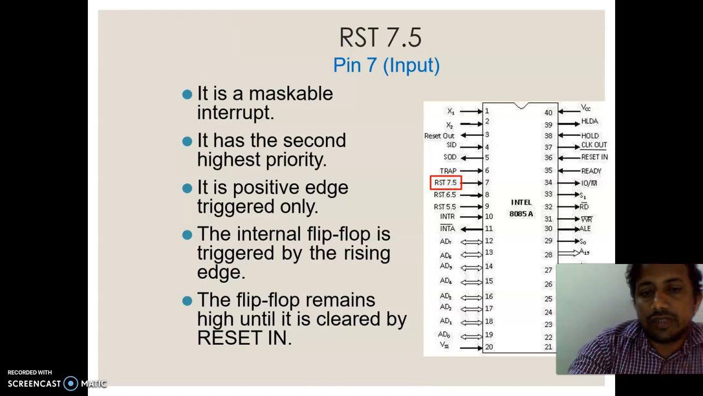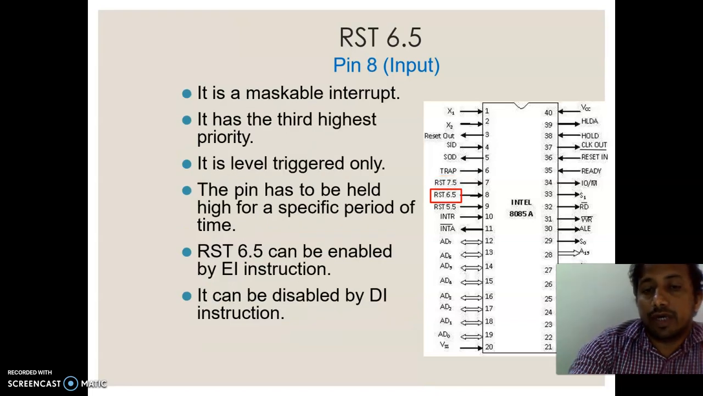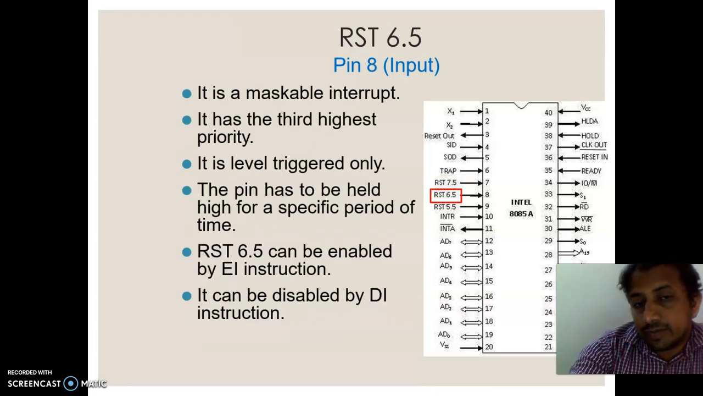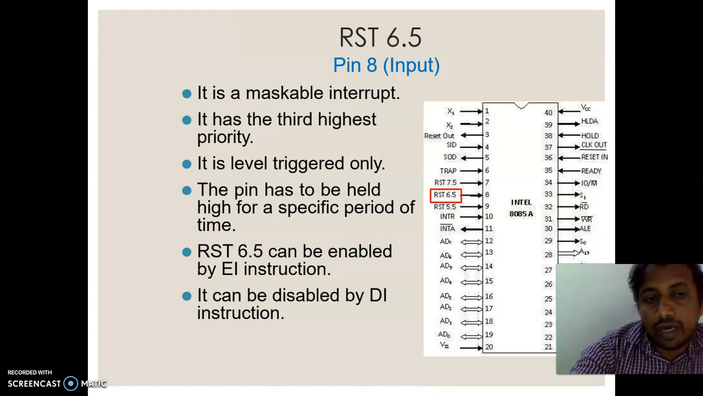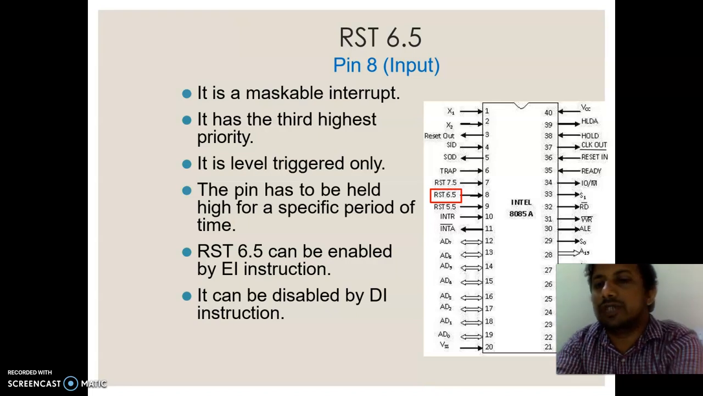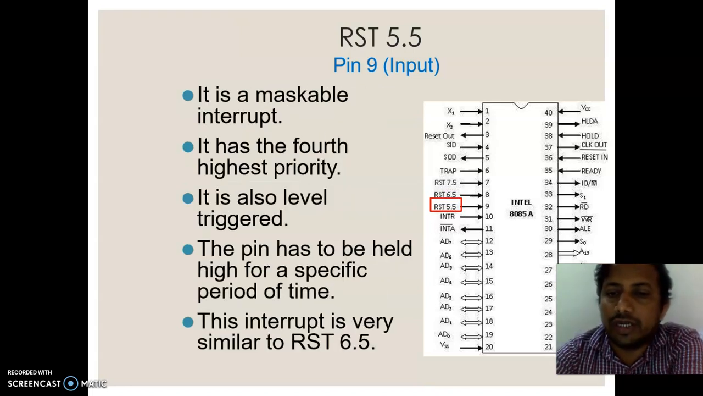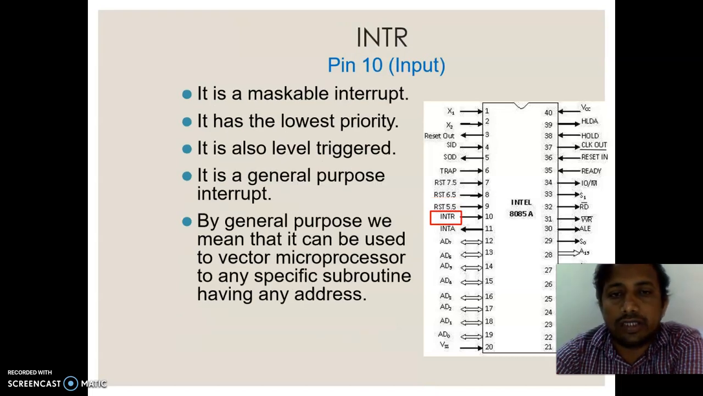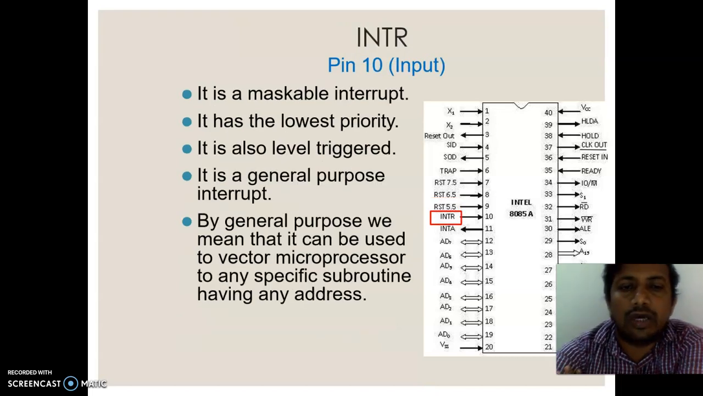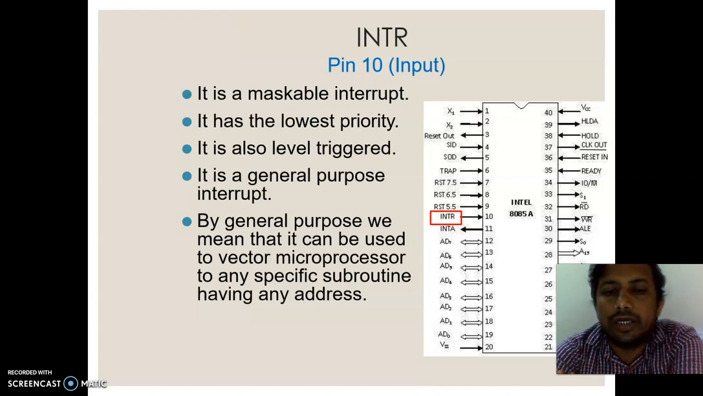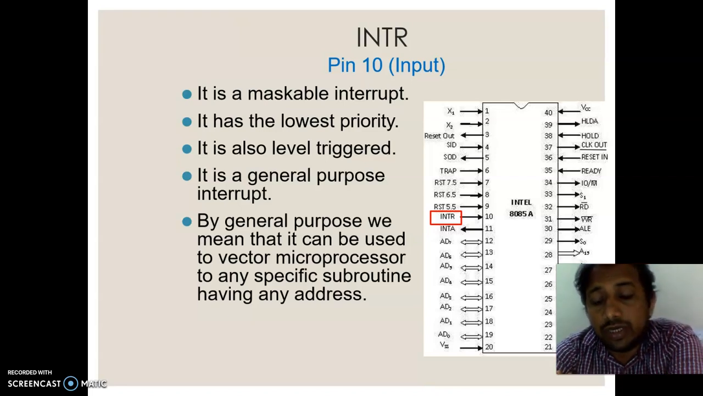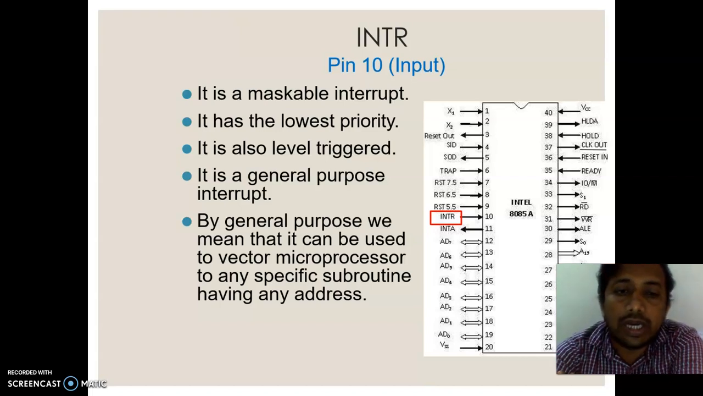RST 7.5 is positive edge triggered, and RST 6.5 and RST 5.5 are level triggered and maskable. The priority sequence is like this: TRAP has the highest priority, next RST 7.5, RST 6.5, RST 5.5, and the lowest priority is given to INTR. These last ones are maskable as well as level triggered.